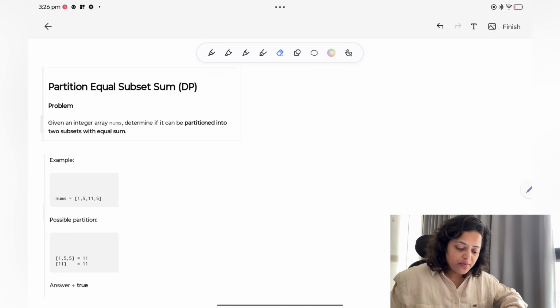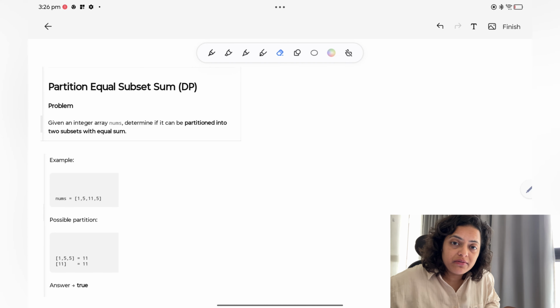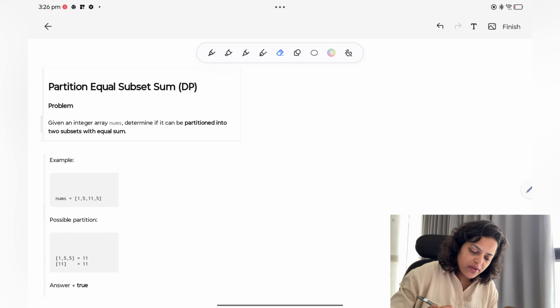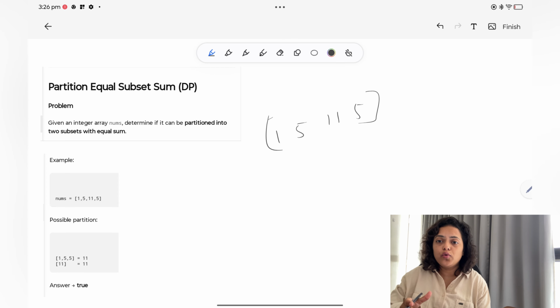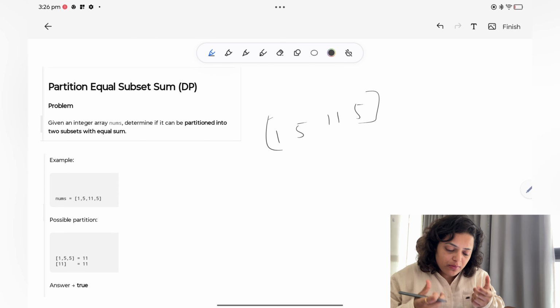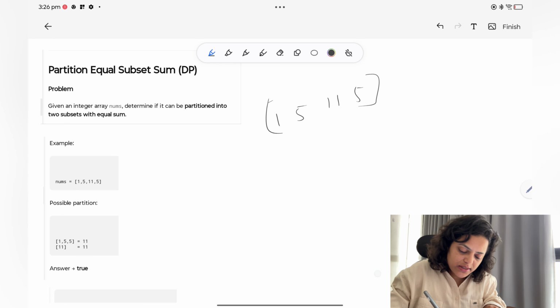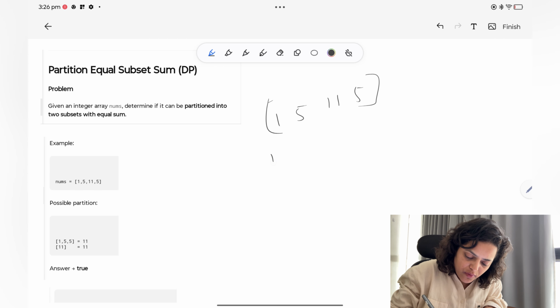Hey guys, let's talk about a new problem in dynamic programming, which is called partition equal subset sum. Here you would be given one array, let's say the array is 1, 5, 11, and 5, and you need to divide this array into two equal partitions where the sum for both would be equal. So for example, I can divide it into 1, 5, 5.